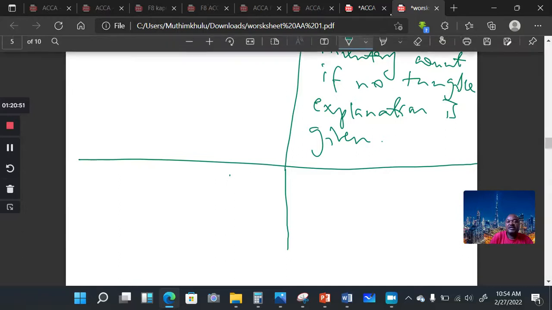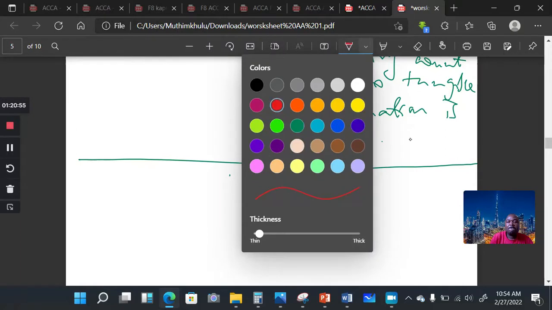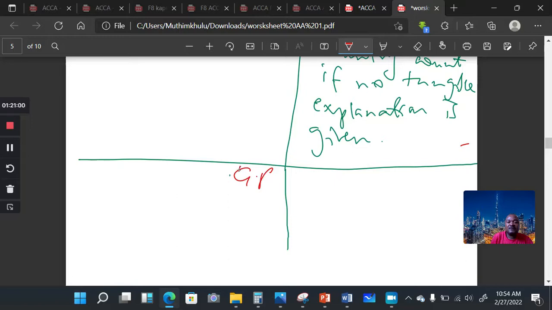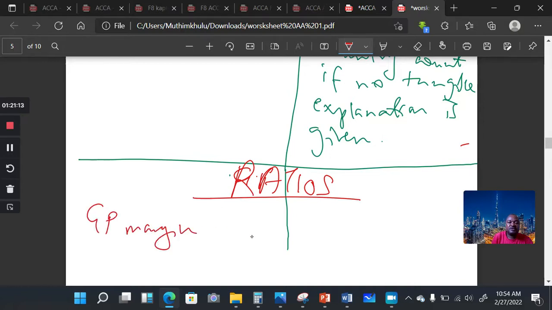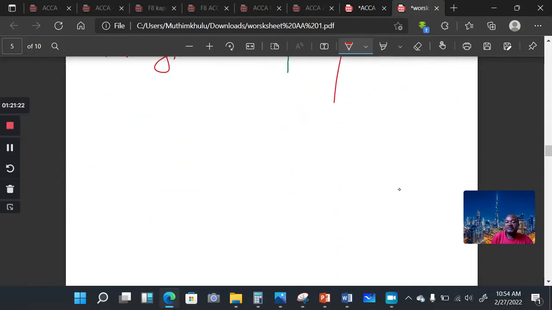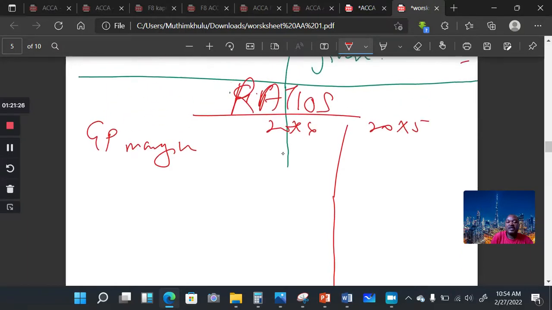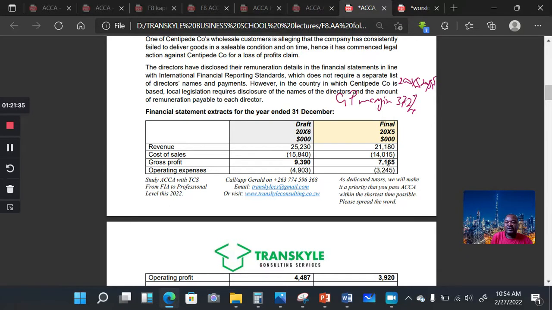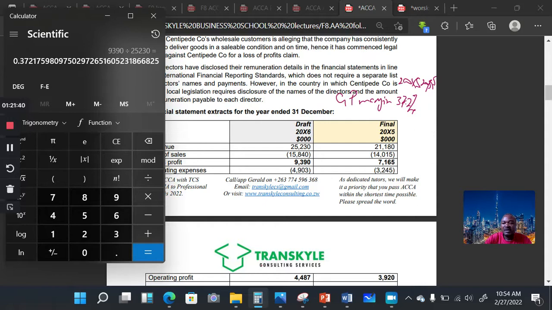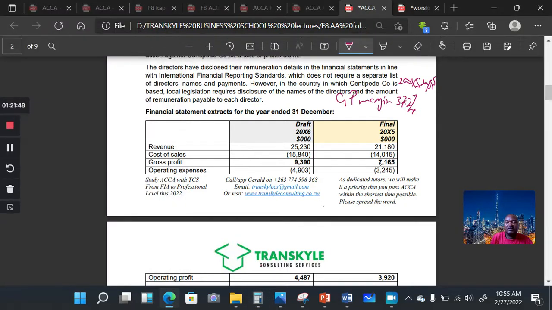Just for part B here, ratios, GP margin for 20x6 and 20x5. We say that this is 37.2% according to our computation, and then we have got the gross profit for the other year, that's 7165.